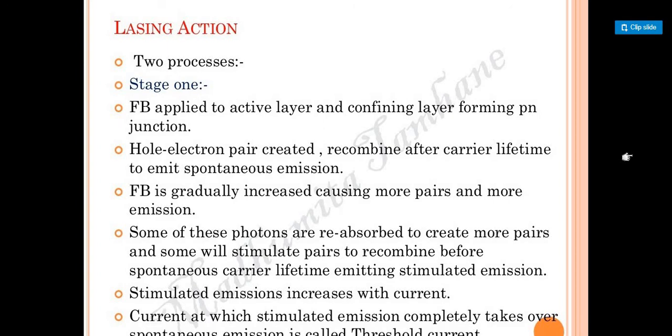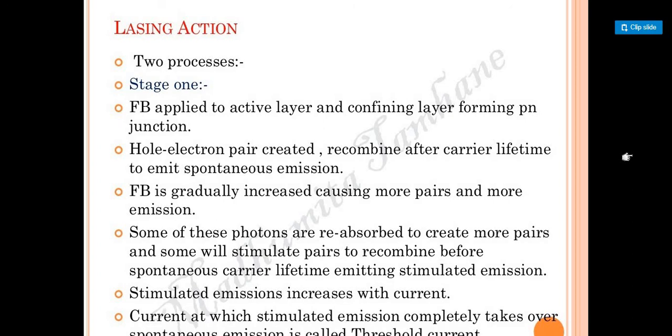The forward bias is applied to the active layer and the confining layer forming the PN junction. We have two kinds of layers: one is the active layer, another is the passive layer. So the active layer is the one to which the forward bias is applied, with a confining layer forming the PN junction. Whenever we have p-type material and n-type material, we dope them with pentavalent impurity and trivalent impurity to make an octet, right? We know the octet rule. One is the pentavalent impurity and the other is the trivalent impurity.